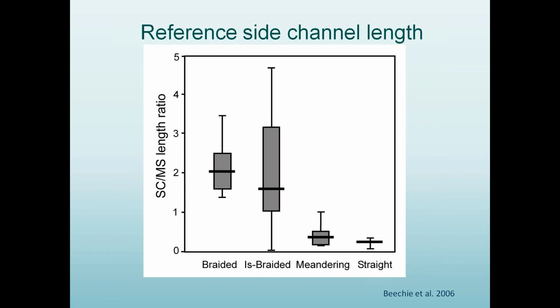The reference side channel length, this is again from a study that we did in Western Washington, showing braided and island braided on the left having a fair amount of side channel length, often around 2 times the amount of the main stem in side channel length, whereas meandering, as I pointed out in the photo, doesn't typically have a lot of side channel, and straight channels have very little side channel.